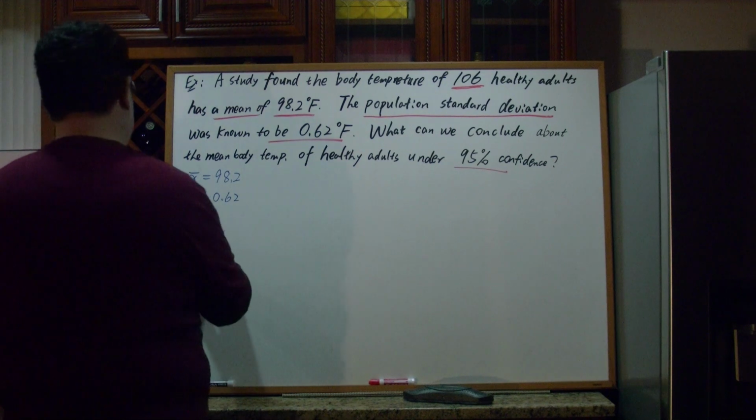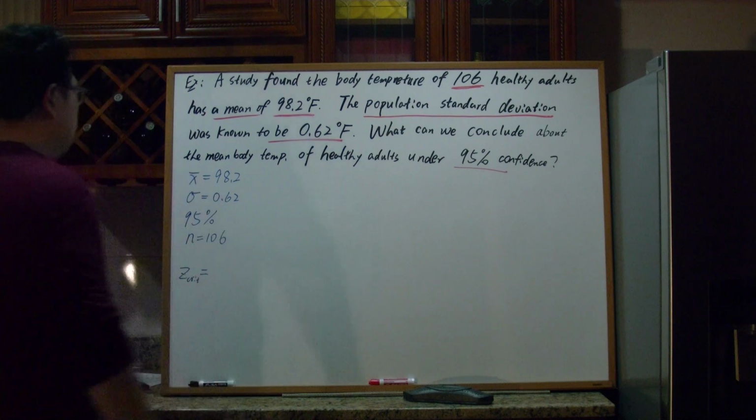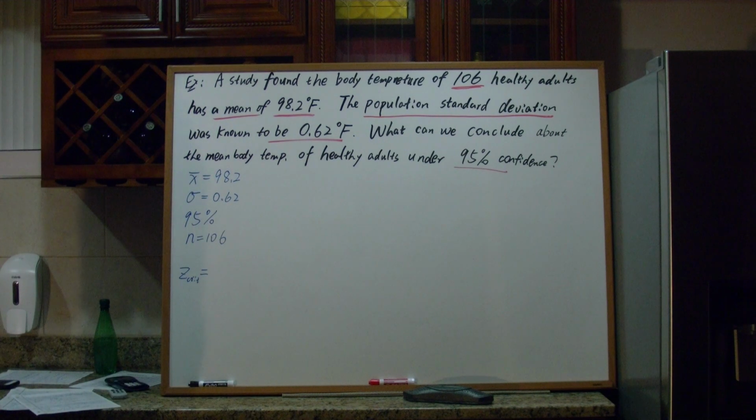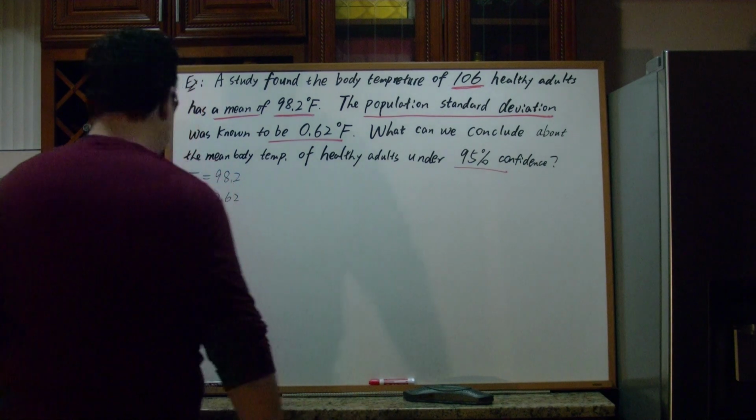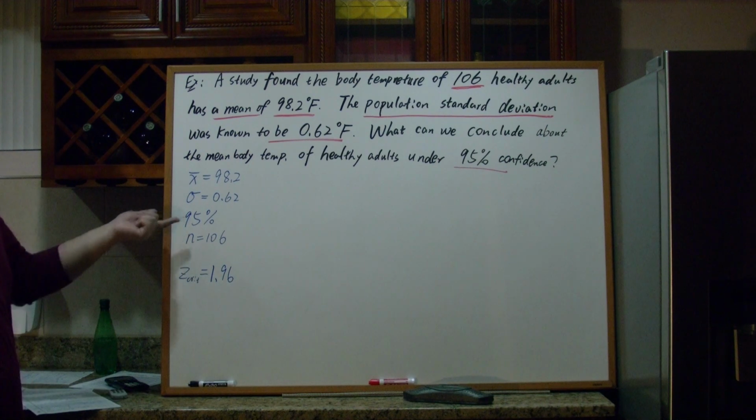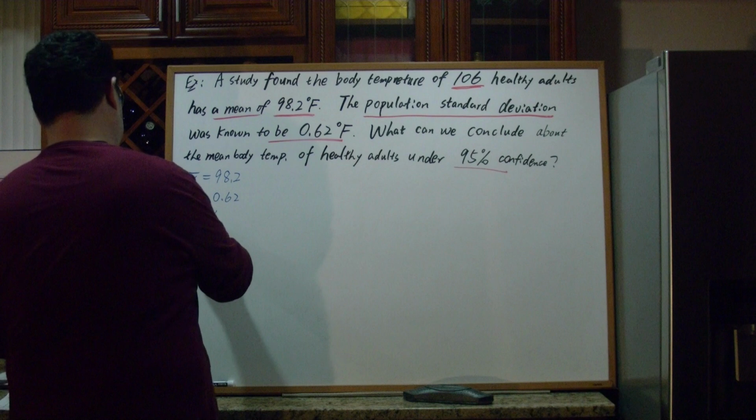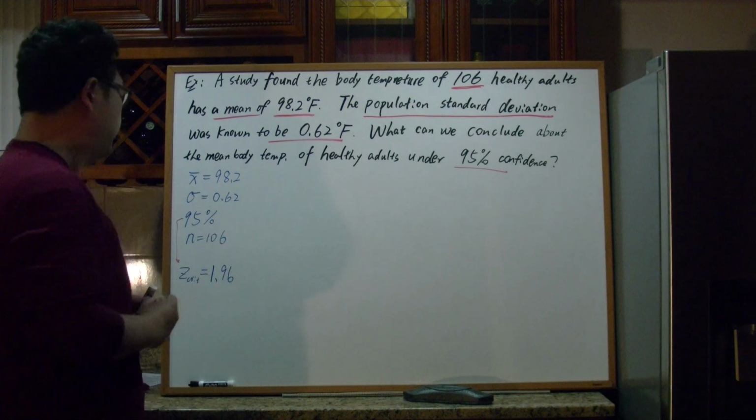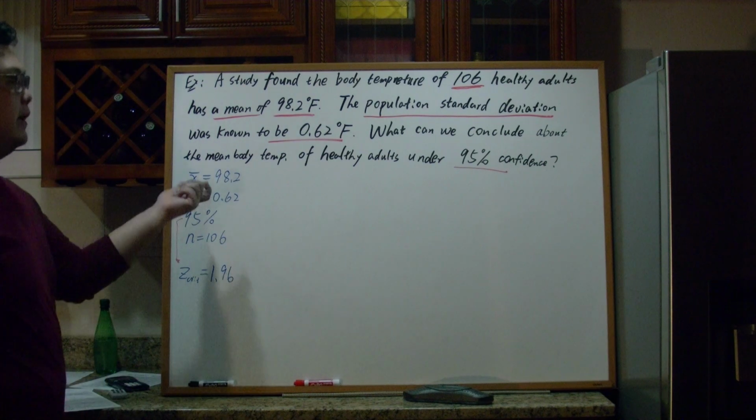From the 95% confidence, we can know the z-critical, z-crit. The critical z-score for 95% is 1.96. It can be found from the standard normal distribution table, or the z table. The critical z-score for 95% confidence is 1.96. Then the next step, we can find the E.